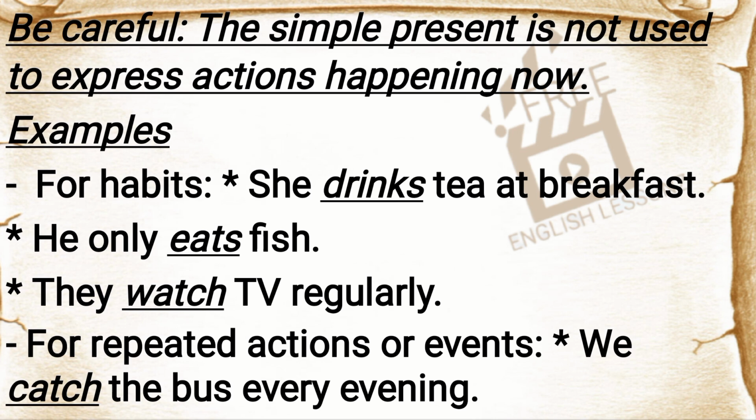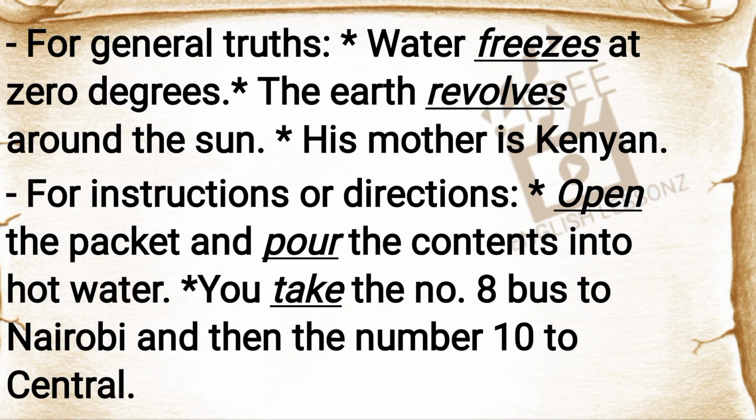Examples. For habits: she drinks tea at breakfast. He only eats fish. They watch TV regularly. For repeated actions or events: we catch the bus every evening. For general truths: water freezes at 0 degrees. The earth revolves around the sun.